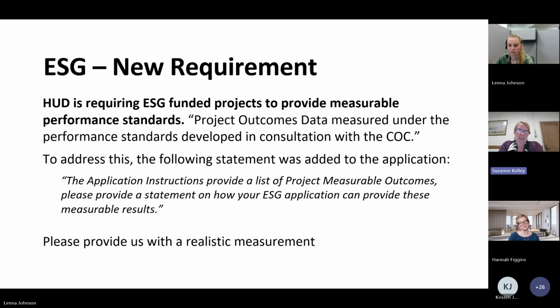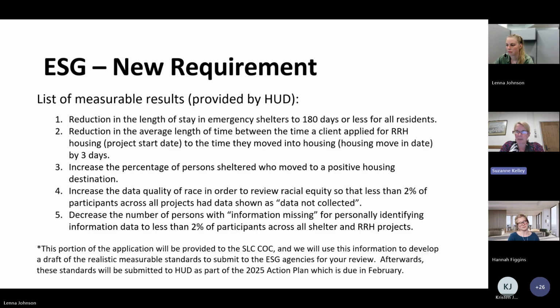Anyways, in the application, the next slide would probably be easier to talk about this. There are 5 items that HUD would like us to provide a measurable on. In other words, how will these 5 items be accomplished? Instead of us developing how they should be accomplished, we would like the agencies that will be applying for the funding and actually doing the work to tell us what would be the best way to make these happen and what would make sense and be realistic.